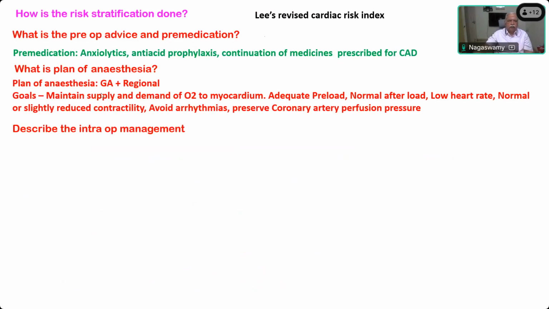After this plan and the goals, you describe the correct intraoperative management. Now we have planned that we'll give a general anesthesia with regional. For intraoperative management, we have to sort out what are all the drugs that we are going to use for induction, for intubation, for maintenance, for analgesia, for recovery. Intraoperative management should consist of drugs that are safe to be used in a patient with coronary artery disease. So what is the induction agent of choice?